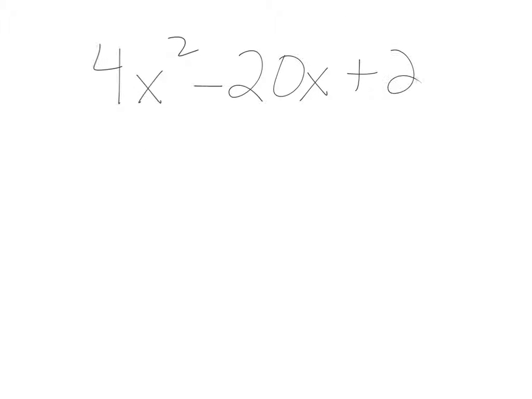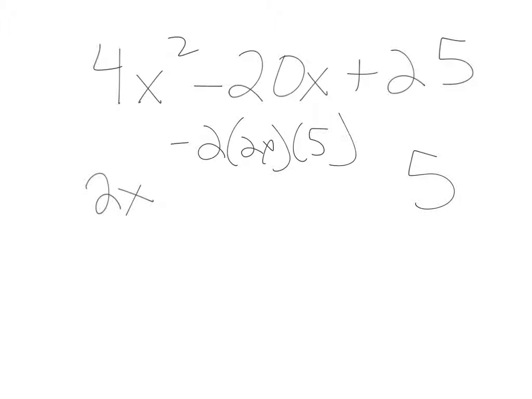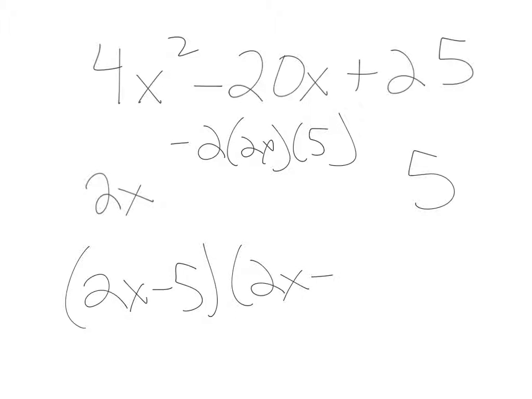You might not always have 1 as your a coefficient. For instance, in the case of 4x squared minus 20x plus 25, okay, in this case we have to check, is this a perfect square? It is. What's the square root? 2x. Is this a perfect square? It is. What's the square root? 5. Is this middle term negative 2 times 2x times 5? It is. So this is a perfect square trinomial. What are its square roots? 2x minus 5 squared.